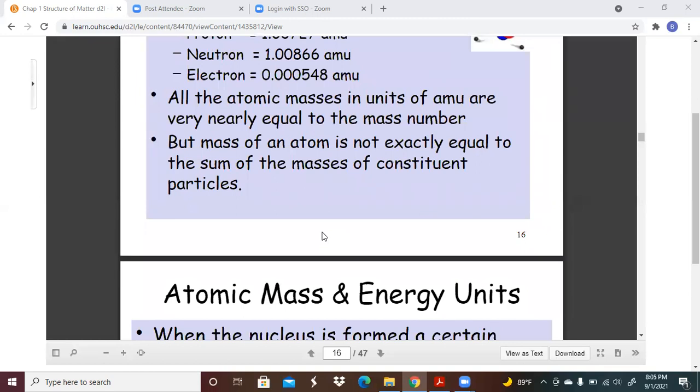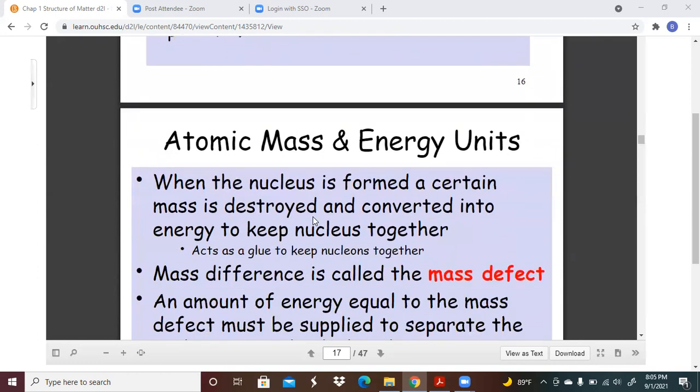But the mass of an atom is not exactly equal to the sum of the masses of its constituent particles. You would think that if you had an atom with 6 protons and 6 neutrons, you could add together all of the constituent particles and come up with the mass of the atom. It's what you do for everything else in existence, right? It's a little different. We'll find out a little bit more about that.